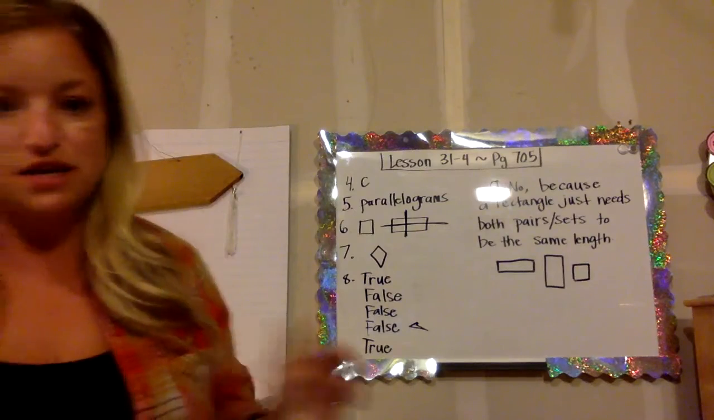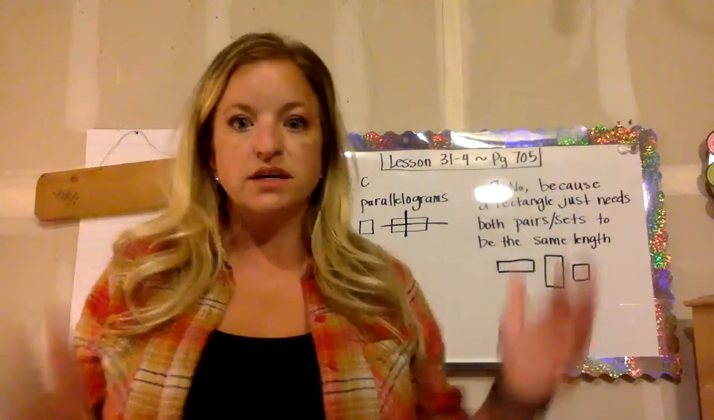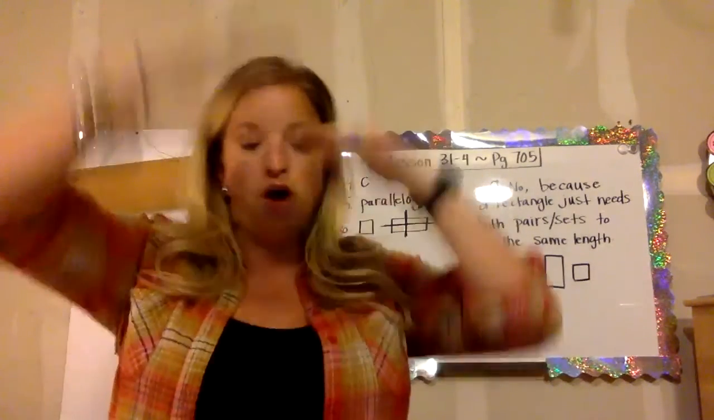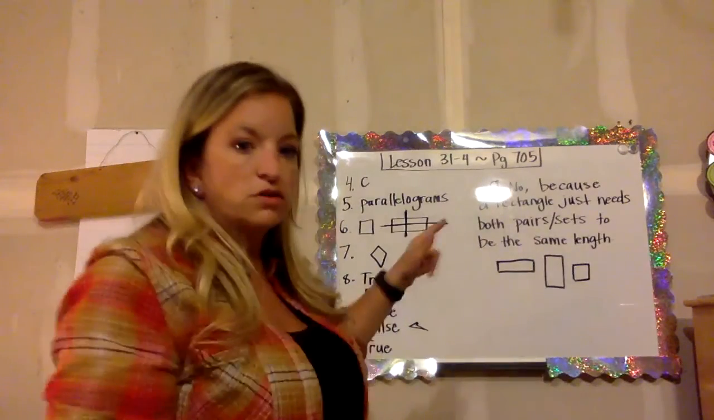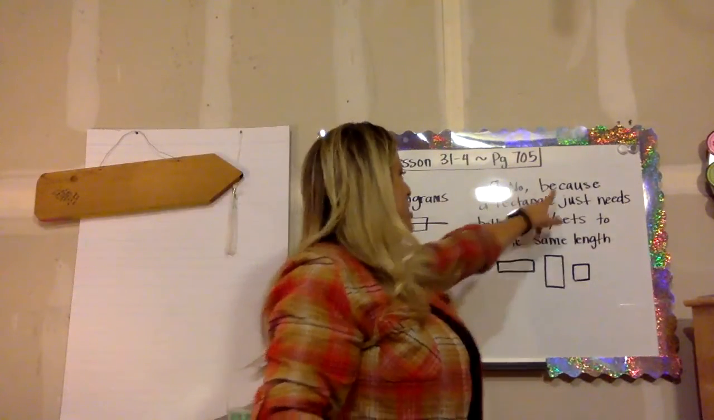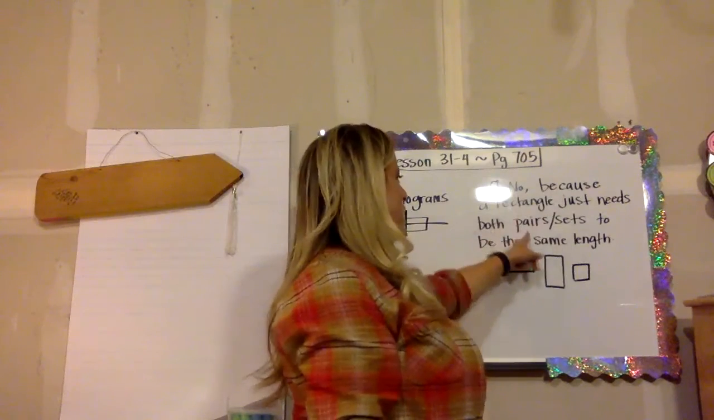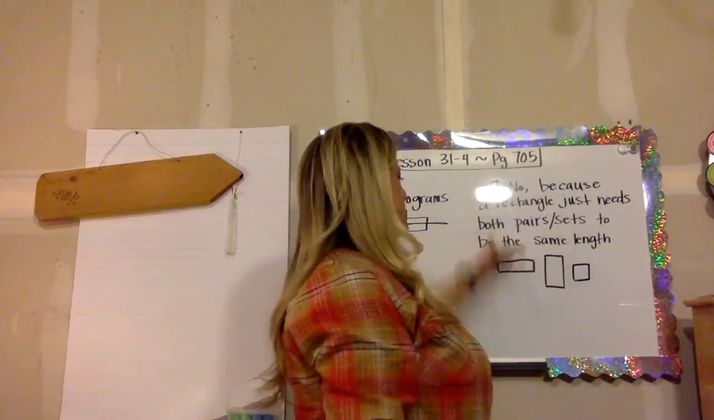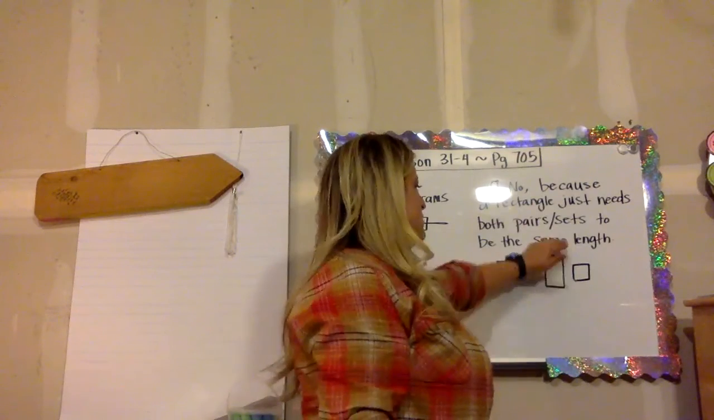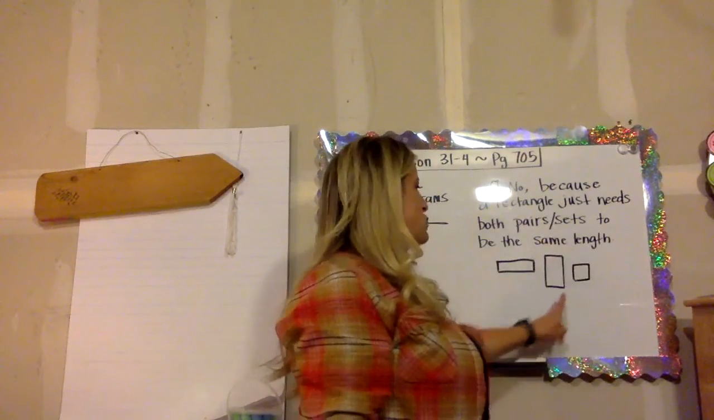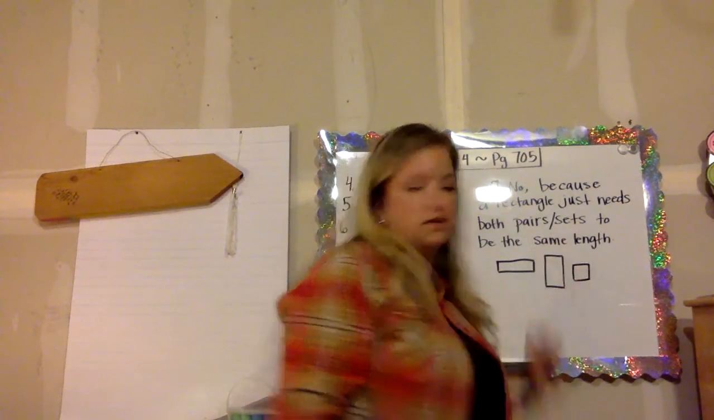So sometimes a rectangle can be a square because the opposite sides just have to be the same length. I don't know if you can see that. I wrote no, because a rectangle just needs both pairs or sets to be the same length. This one and this one are the same length. This one and this one are the same length. A square has the same length, same length, same length, same length.